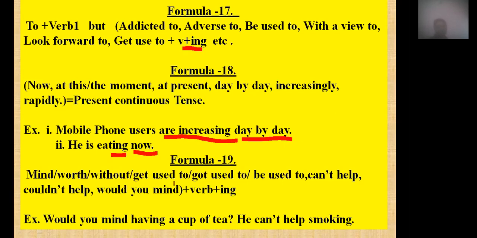Now formula 19. Mind, without, get used to, got used to, be used to, can't help, cannot help, would you mind. After these, the verb will be in ing form. "Would you mind take a cup of tea?" That will not be correct. "Would you mind taking a cup of tea?" That will be correct. He can't help smoking. He can't help doing the work. That will be correct.